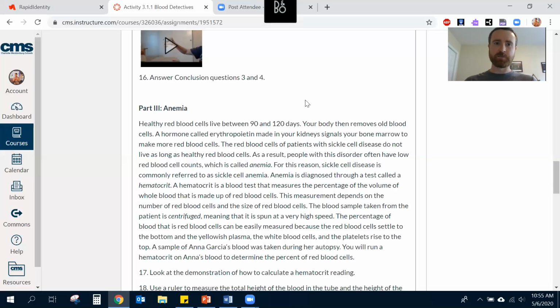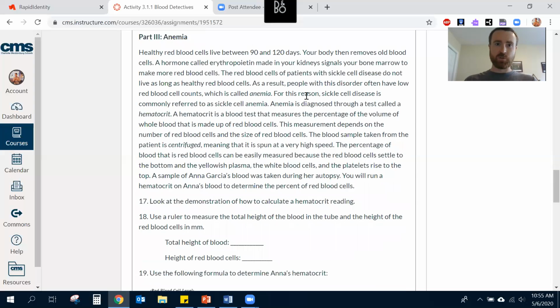So now, we're going to move on to part 3, which is about anemia. You may have heard of sickle cell disease referred to as sickle cell anemia. And you can see right here in this paragraph that healthy red blood cells live between 90 and 120 days. Your body removes them. There's a hormone that tells your body to make more.